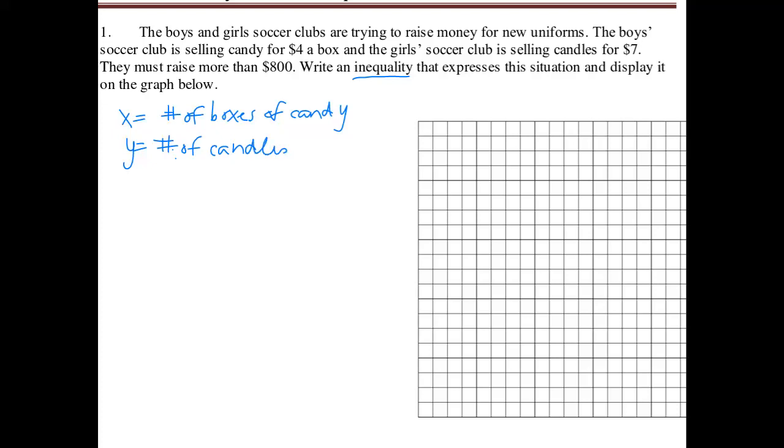And then simply put, I'm just going to match the numbers together with the variable that they correspond to. So the candy was being sold for $4 a box. So if I have 4X, that means I'll take each box of candy times 4 to figure out how much money they're bringing in for those. And the girls are selling candles for $7. So that would be 7 times Y in this case. And since they're collaborating here to raise their money, we can then add those two totals together.